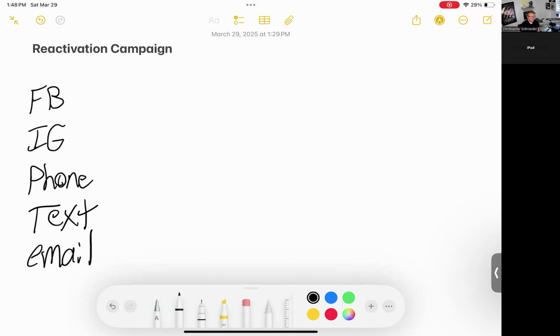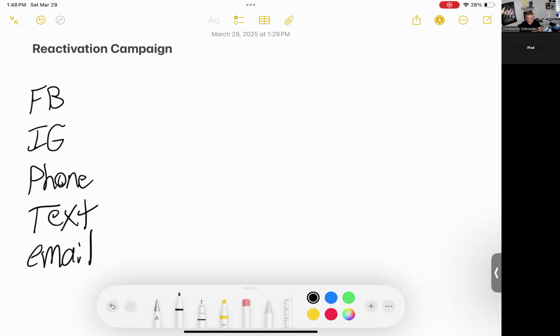You need to be doing reactivation campaigns, especially if you've run ads before and especially if you own a store. And this is strictly for buybacks. Okay, so I'm going to jump into the whiteboard here on the screen.